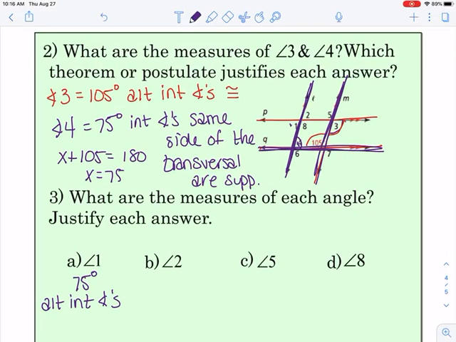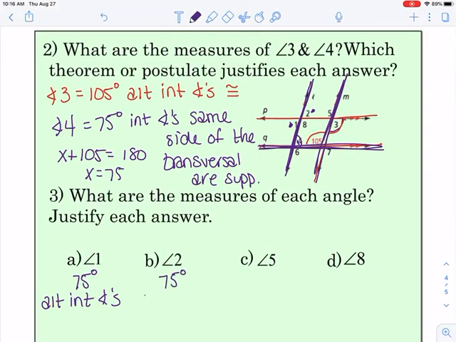Okay, for angle 2, it is here, and angle 2 and angle 1 are vertical angles, so those are going to be congruent. That means angle 2 is going to be 75 degrees, and that's because vertical angles are congruent. And then for angle 5, there are two different ways to find it. Once I pick a way, I kind of stick with it just because I think it's easier. Angle 3 and angle 5 are vertical angles, and we found angle 3 before to be 105, which means angle 5 is going to be 105. Or again, you could have said that angle 2 and angle 5 were supplementary.